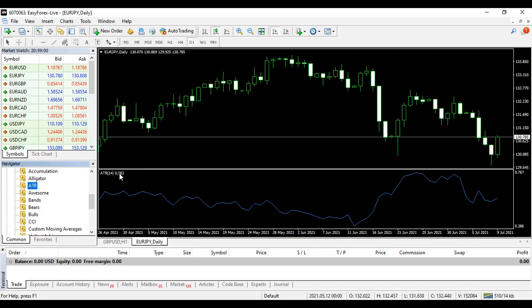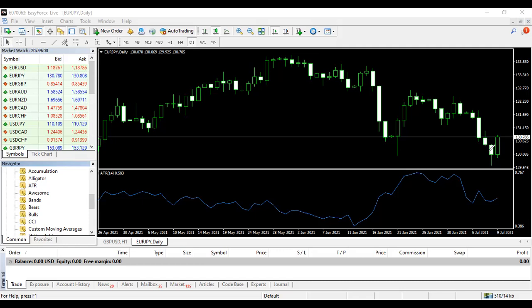But first of all, the very first figure you will see is in brackets. If you see the bracket here, you see 14 in this bracket. At default setting it is 14. What this 14 simply means is that this indicator is calculating the average movement of this currency pair, the average volume or momentum of this currency pair, using the past 14 candles.